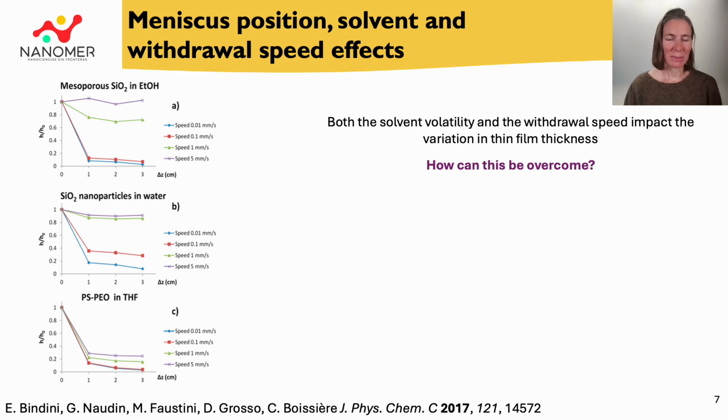So we have to think about 2 factors, the solvent volatility and the withdrawal speed, which will impact the homogeneity of the film thickness. I'd like you to spend a couple of minutes thinking about how this can be overcome. There are a couple of solutions, so you can think for a little while. Please pause the video and restart when you have the solutions.